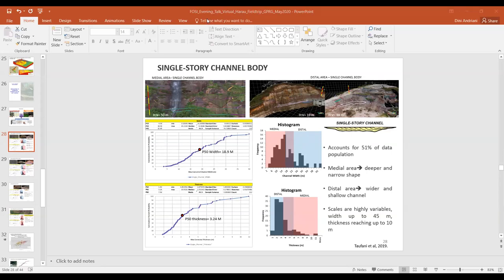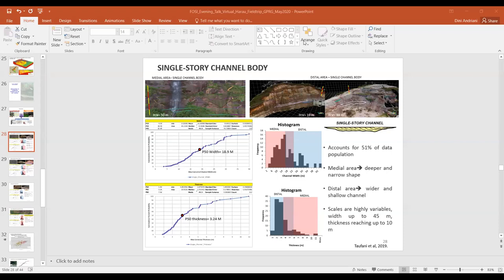Sorry, I'm muted. So of course, yes, the topography and the tectonics of the Payakumbuh Basin itself will control the geometry of the single channel. As an example here, when you look at the single channel in the medial area, we have a narrow channel and slightly deep, like a V-shaped channel. So that indicates there is a high slope of the fan. And when we look at the distal area, the single channel is slightly wide and relatively thinner compared to the medial area. It's controlled by the topography and the tectonic activity in the area actually.